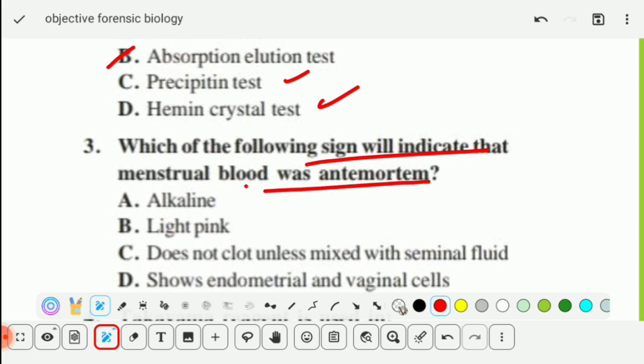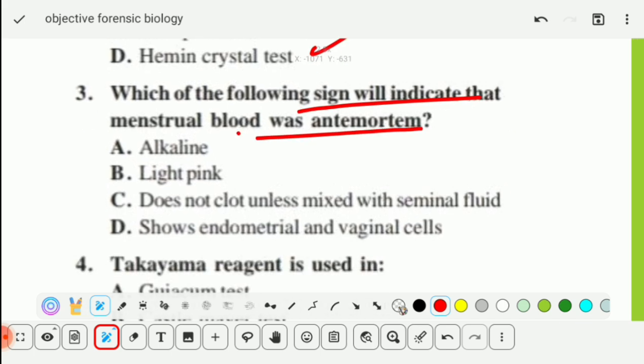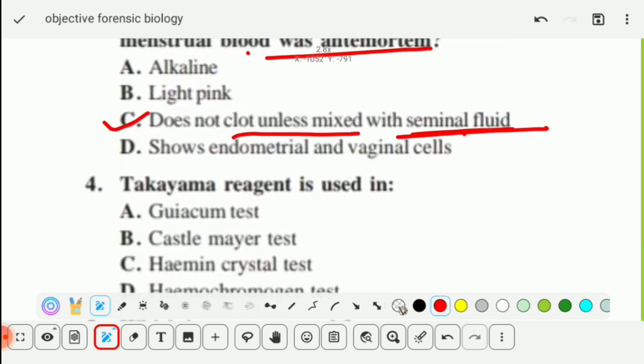Fine. Which of the following indicates that the menstrual blood was ante-mortem? Ante-mortem means before death. This question means to ask how you will be able to identify that the blood you have found is from a woman who probably was menstruating before her death. So here's the answer: that blood would not show clot unless you mixed it with seminal fluid. If there is no clot present in the blood, it means that it must be ante-mortem blood.